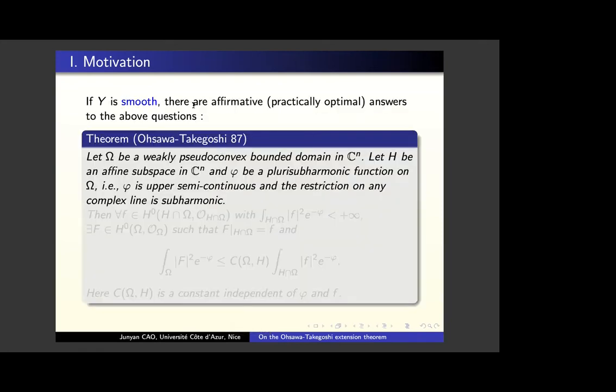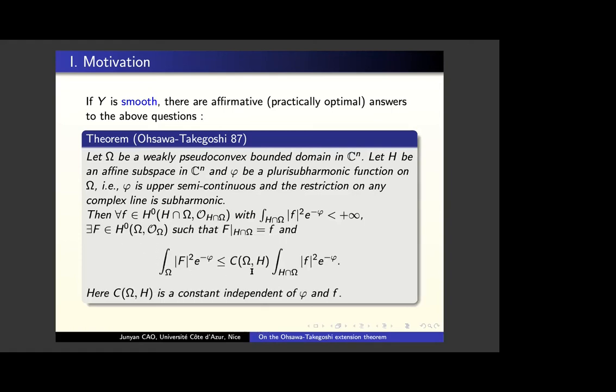In the case when Y is smooth, it is in fact the Ohsawa-Takegoshi type extension theorem. The original version is the local version, which states as follows. Let omega be a bounded pseudoconvex domain in C^N. If you like, you can just take omega to be a polydisk in C^N. Now let H be an affine subspace in C^N, and we fix a PSH function phi, which means that phi is upper semicontinuous, and its restriction to any complex line is a subharmonic function. In this case, for any holomorphic function f on the subvariety H intersect omega, with control on its L2 norm, we can find an extension F such that we have a control on its L2 norm.